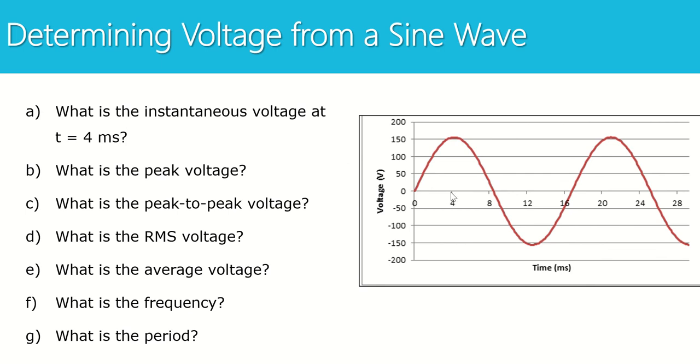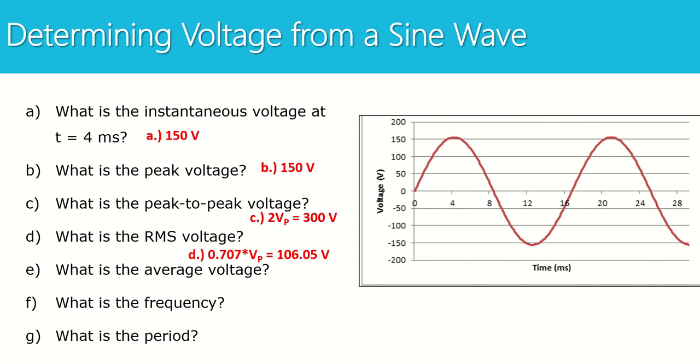So at 4 milliseconds, I'm going to go right here. I'm going to try to interpret this value, and it's about 150 volts. The peak voltage also occurs right at that same point, about 150 volts, maybe 151 if you're just reading it from the chart. The peak-to-peak voltage is going to be twice your peak voltage. So 150 times 2, 300 volts.